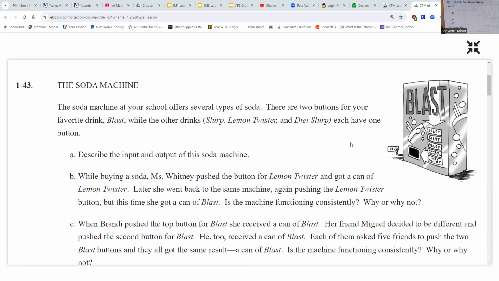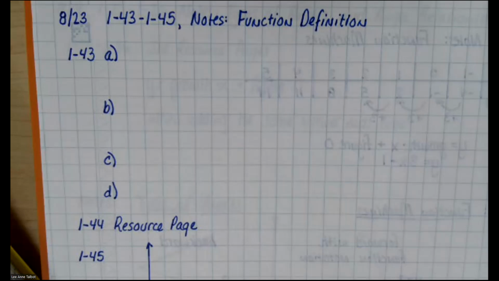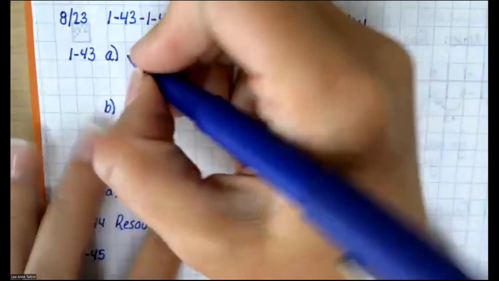A, describe the input and output of the soda machine. Okay, let's pretend in a fantasy land first that we allowed soda on campus, but second, that it didn't need any money. It was free. What would the input of the soda machine be? Like on the machine itself. Okay, let me ask you this way. How would you tell the machine which one you wanted? Pressing the button. Okay. And then what would the output be?